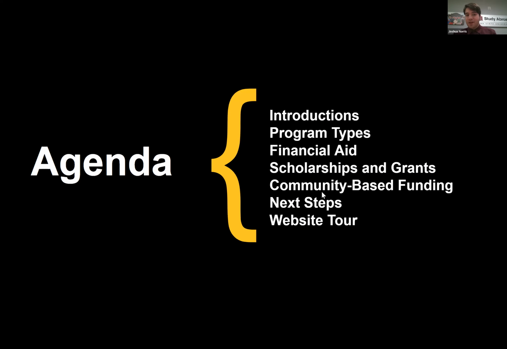Just to start with a brief agenda, we'll be going over some of the different program types that we offer and how those different programs are charged. And then we'll be going over financial aid, how some of the financial aid you normally receive may be able to apply to the different types of programs we offer, as well as scholarships and grants offered both through our office, as well as other external scholarships and grants for your global education program, some information about community-based funding, and then where to go from here.